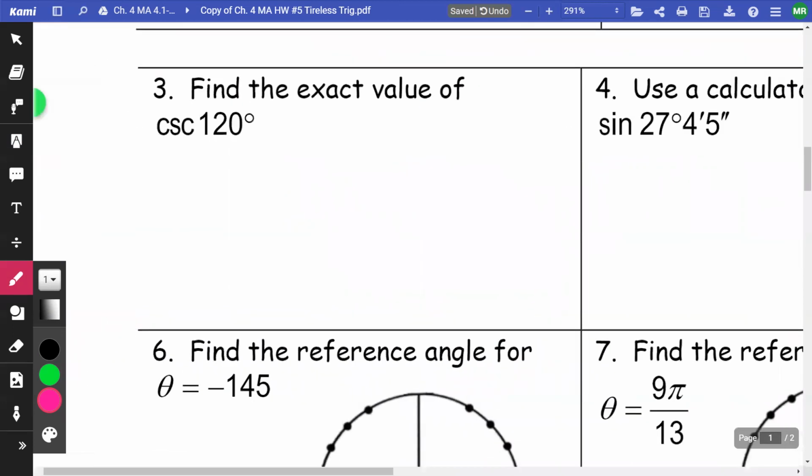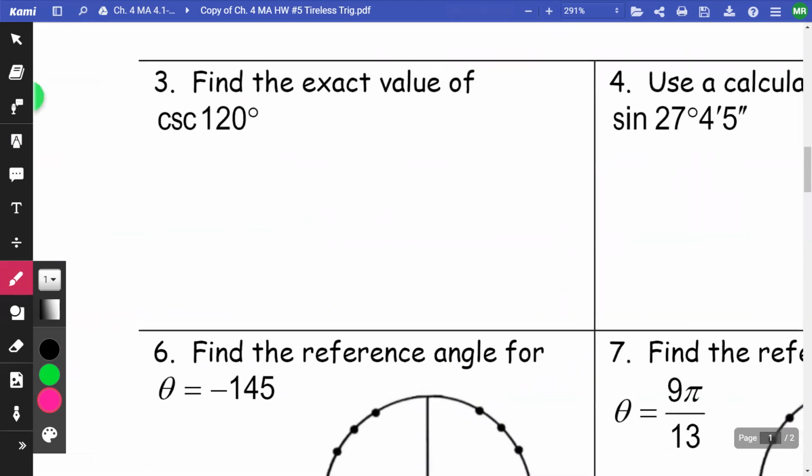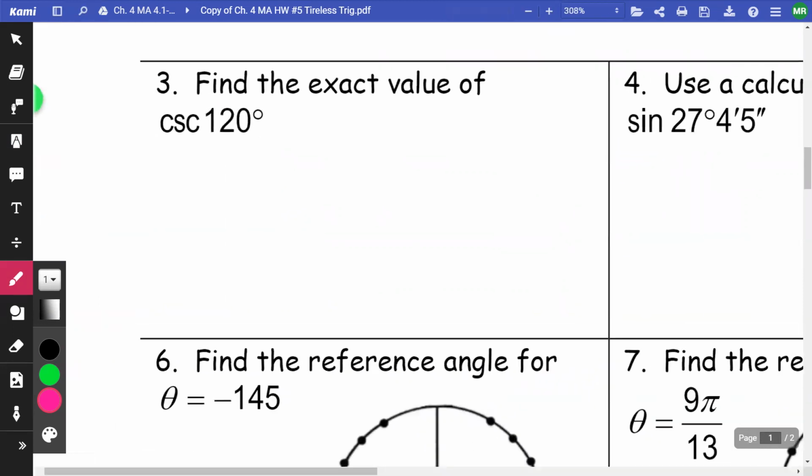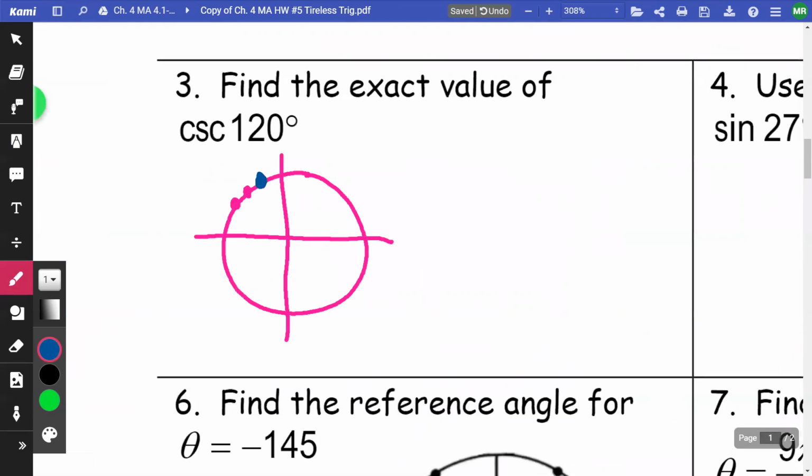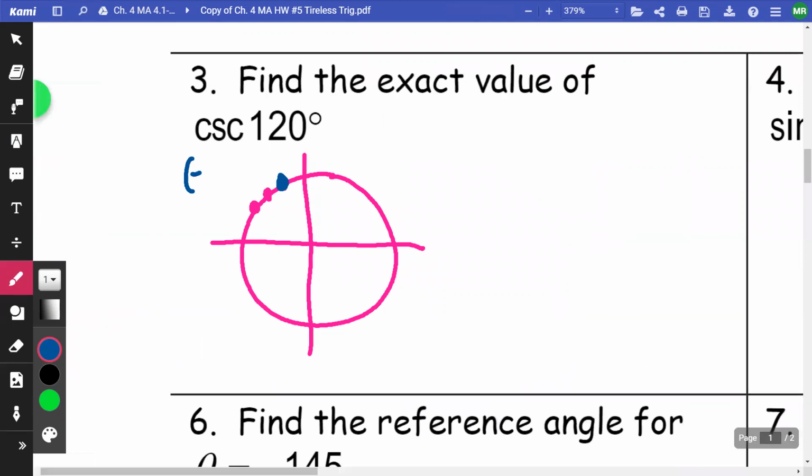So I want to find the exact value of the cosecant of 120 degrees. Now 120 degrees is actually on the unit circle. I'm going to just sketch one here. So this is going to be in quadrant 2, and that is going to be this spot right here. And so the coordinates of that is going to be negative 1/2, comma, root 3 halves.